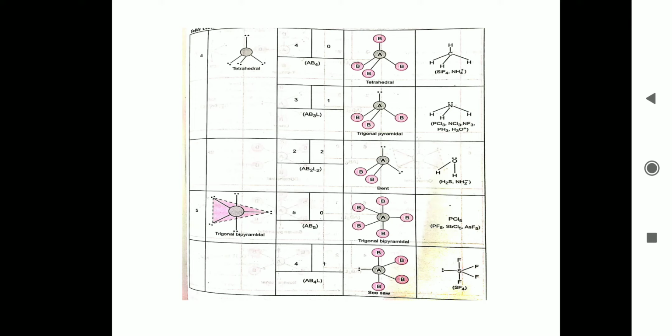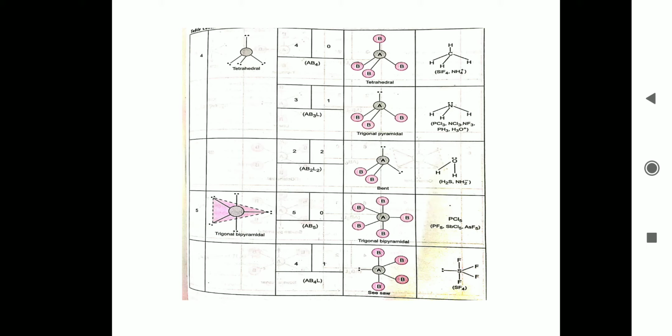Now, if the total number of electron pairs is 5, then the geometry of the molecule will be trigonal bipyramidal. If all the 5 electron pairs are bond pairs and there are no lone pairs, then the shape of the molecule will again be trigonal bipyramidal, and the popular example is PCl5.